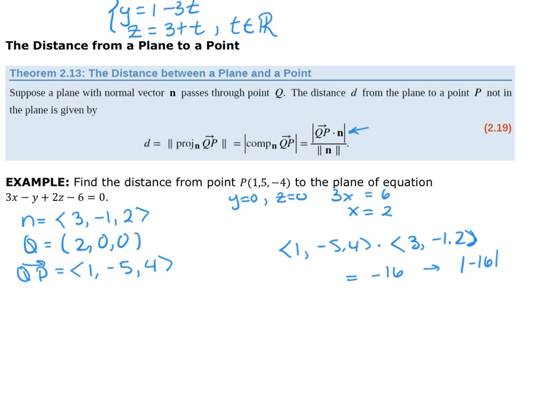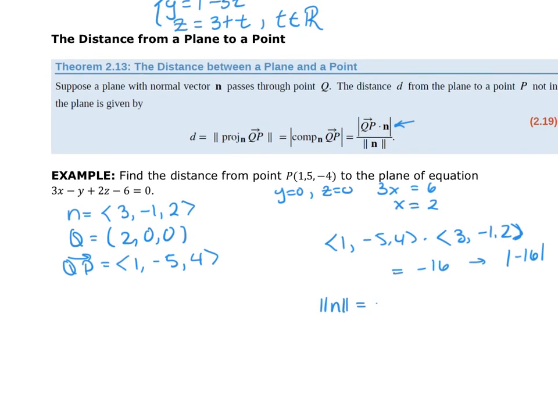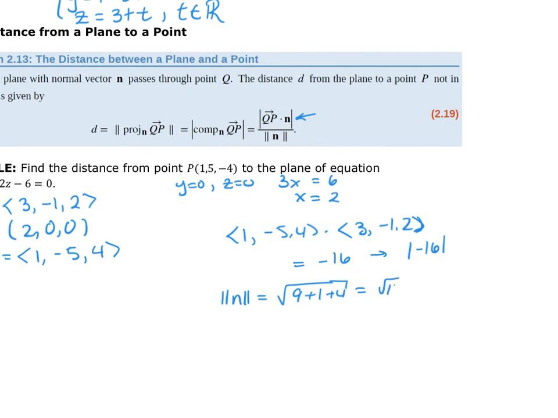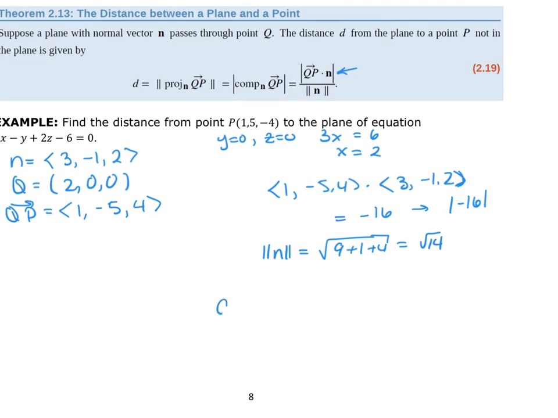I also need to find the magnitude of n. So I'll find the magnitude of n. This is going to be equal to the square root of 9 plus 1 plus 4, which gives me the square root of 14. So my distance is equal to the absolute value of the dot product, so that'd be 16, over my magnitude of n, which is the square root of 14. So there's that.